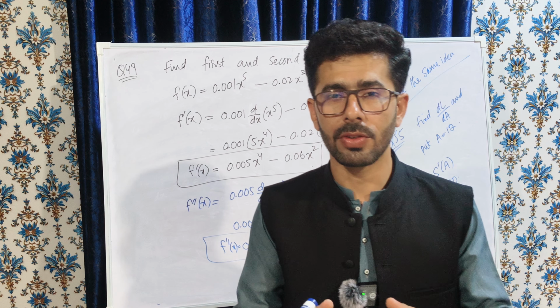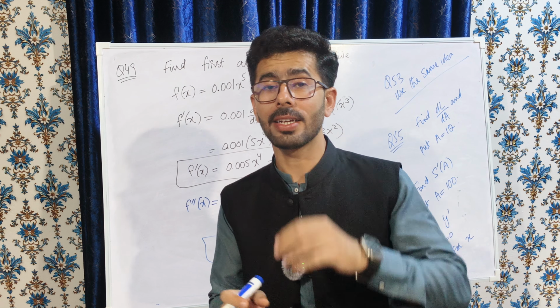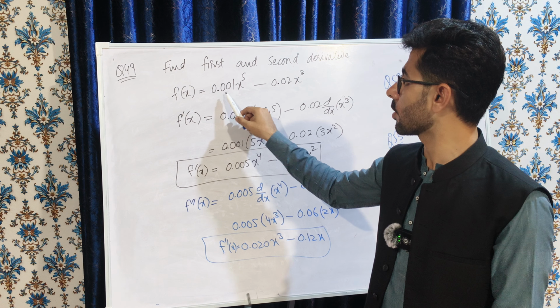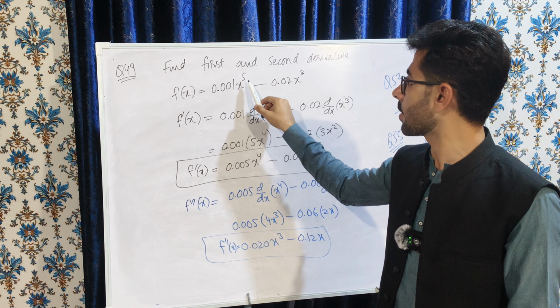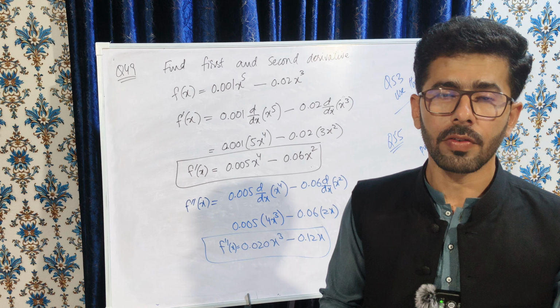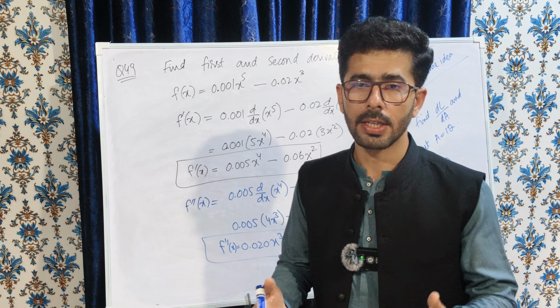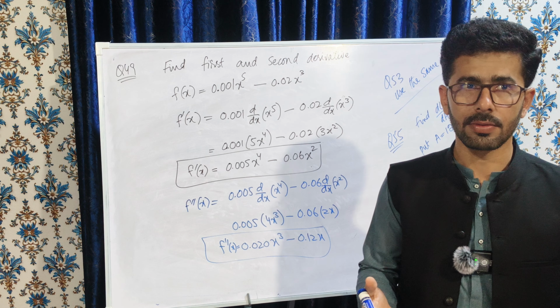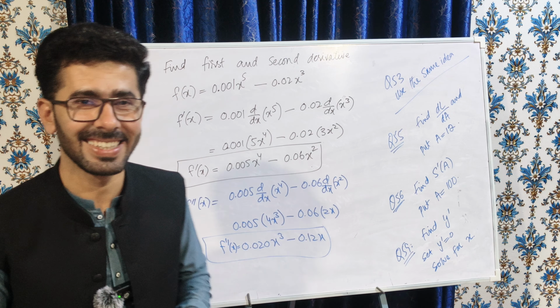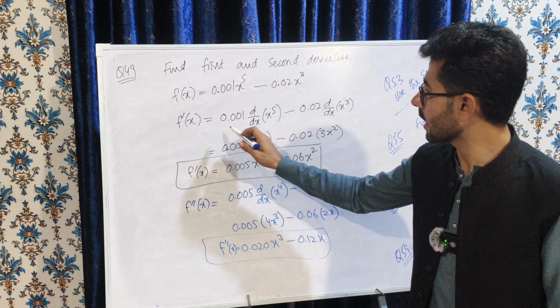In question 49, we need to find the higher derivative of a function f of x equals to 0.001 x power 5 minus 0.02 x power 3. They've asked us to find the first and second derivative. So we find the first derivative.